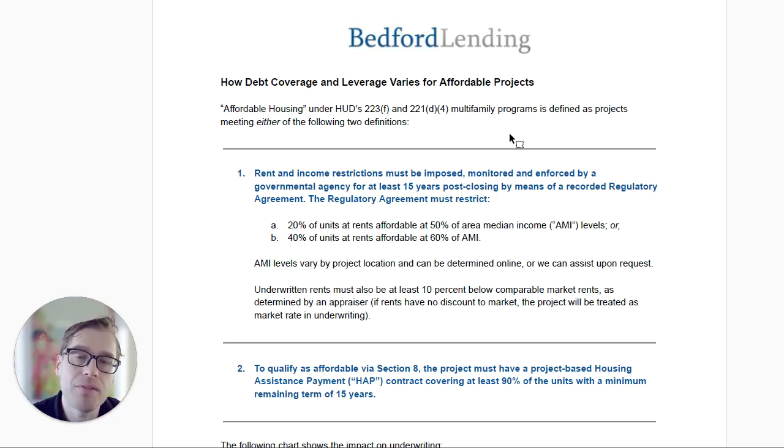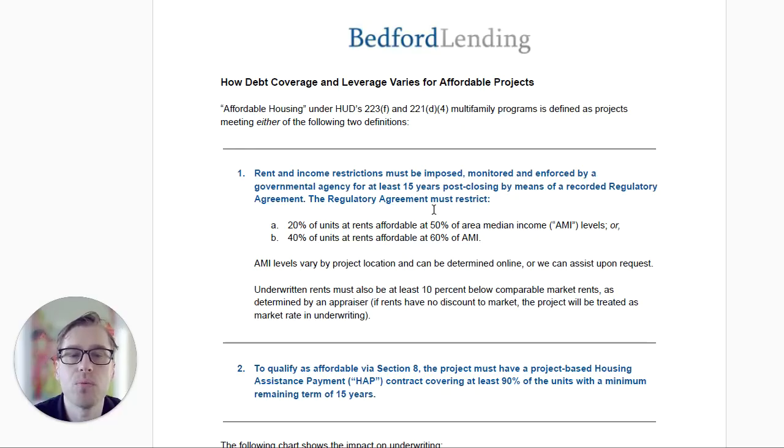HUD does, however, have some definitions for affordable housing that you, as a property owner or developer, can voluntarily elect to pursue. And if you pursue those affordable housing definitions, there are some incentives in underwriting that can actually help overall loan proceeds. This video will define the three definitions HUD has for affordable housing.